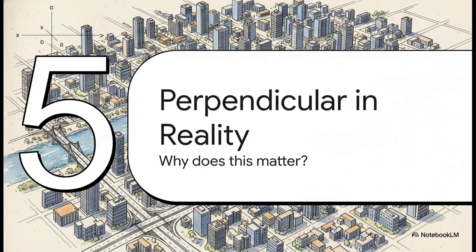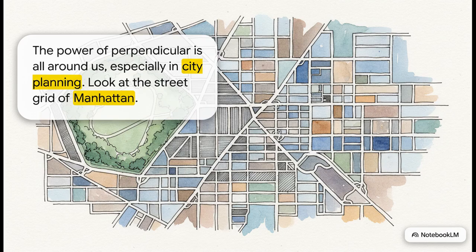So, okay, we can find them on a graph, we can solve geometry problems, but why does this actually matter, like in the real world? Well, it turns out this simple idea is literally the foundation that some of our biggest cities are built on. I mean, just picture a map of a city like Manhattan. It's not just a random mess of streets going every which way. It's a grid, a very, very carefully designed grid that's built almost entirely on the idea of perpendicular lines.